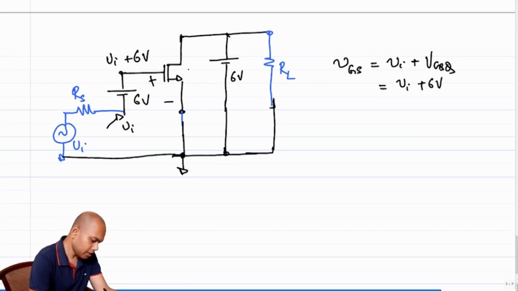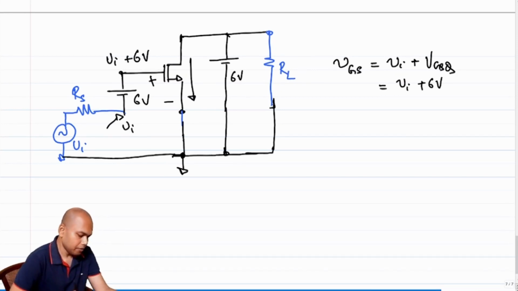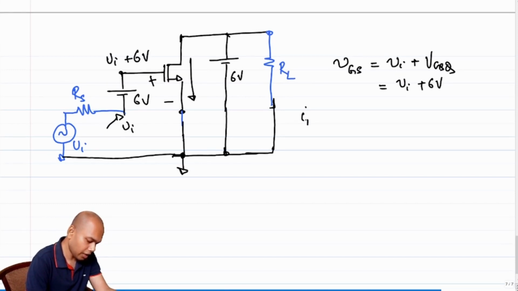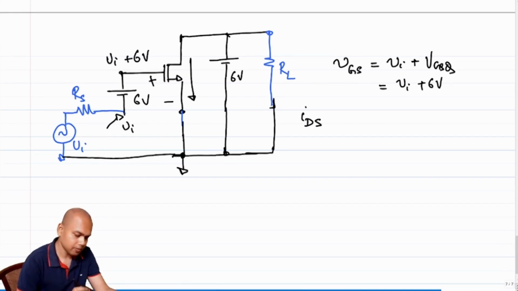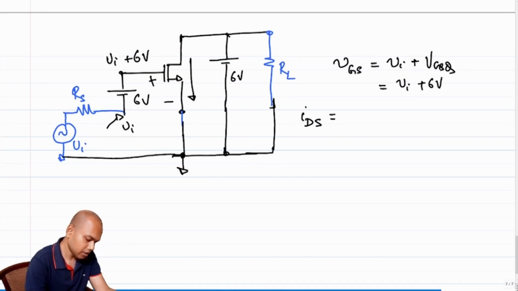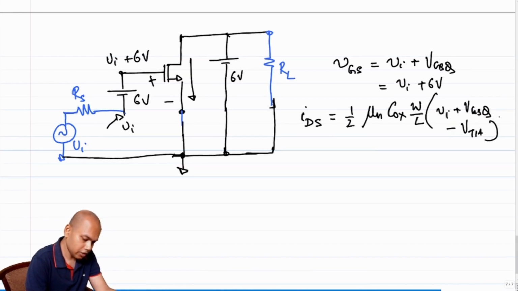So what is the current? What is the total current that is flowing through the MOSFET, right? What is the total current? Again, note the notation, small i, capital DS, which is half mu n C ox W over L times Vi plus VGSQ minus threshold voltage, whole squared, right?